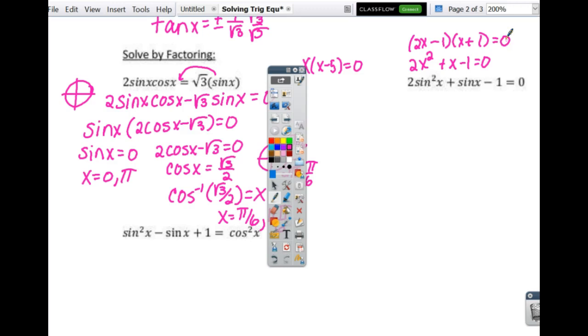Okay, so now replace the x with the sine. So I'm going to have 2 sine of x minus 1 and sine of x plus 1. And then we're going to set each of those equal to 0.